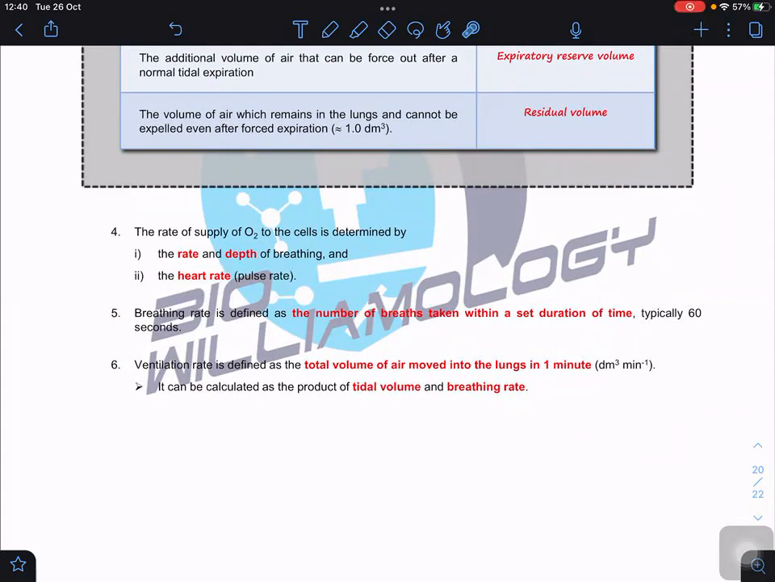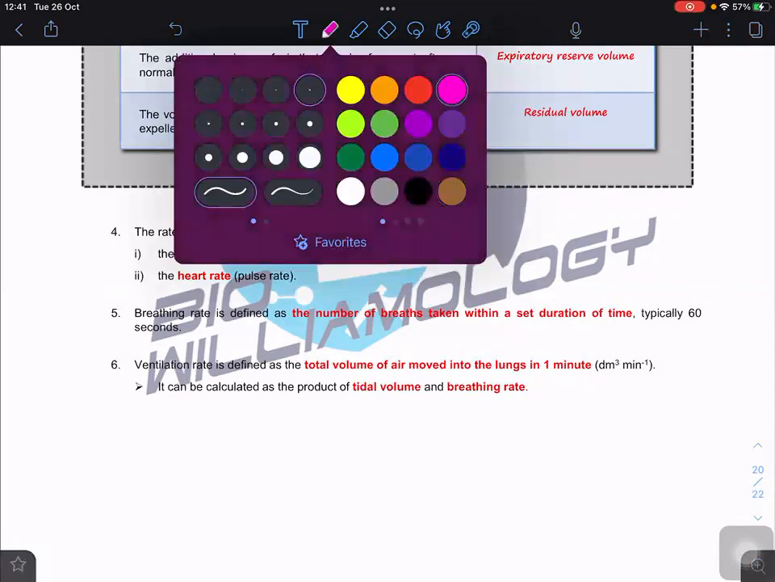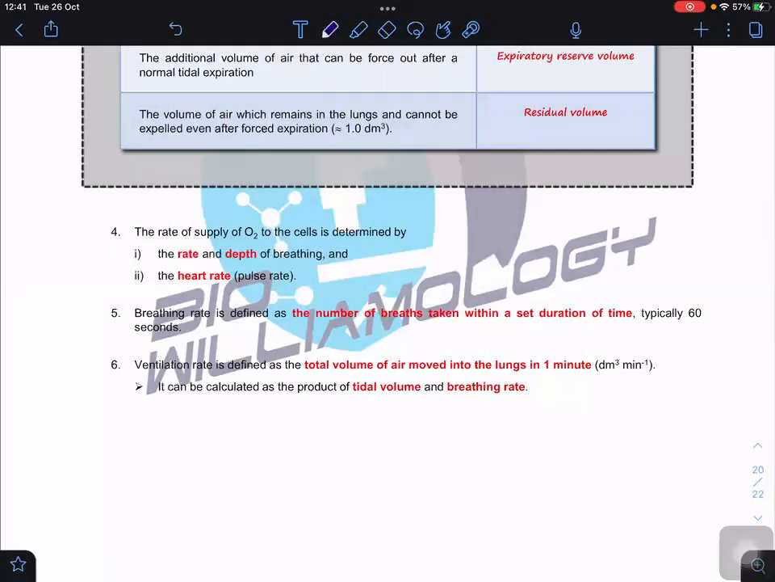Okay, so breathing rate. What does breathing rate mean? Breathing rate defines the number of breaths that we take within a set duration of time, typically in 1 minute. Are you clear? So for example, you sit down, you time yourself. 1 time, 2 times, 3 times. So this is what we mean by the breathing rate. Breathing rate only does counting. We don't talk about volume. We do counting only, nothing to do with volume.